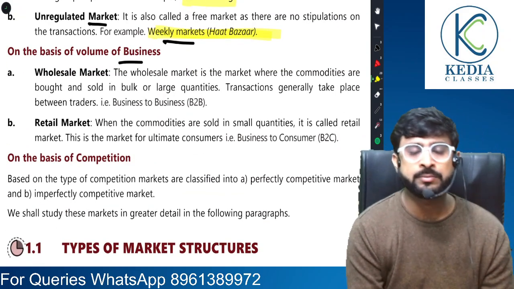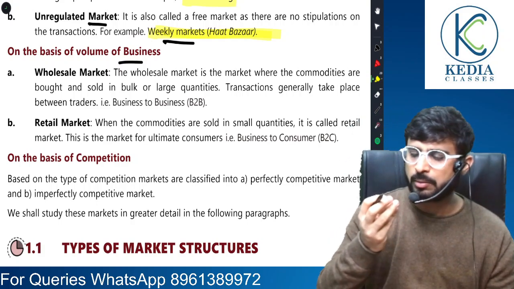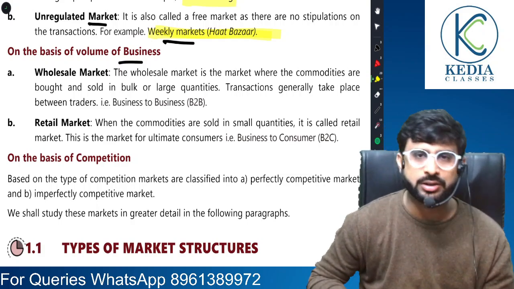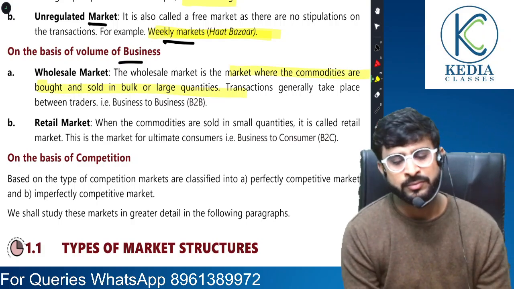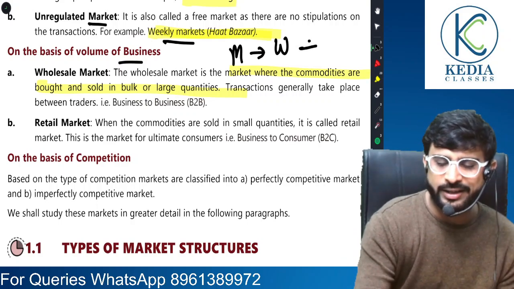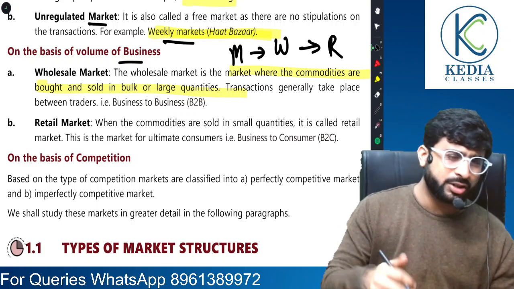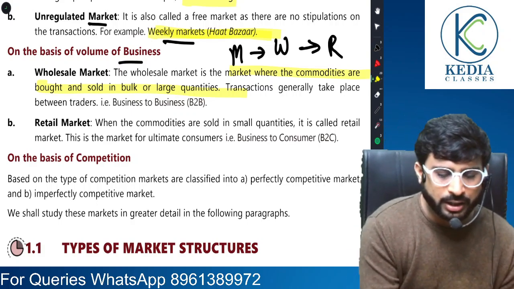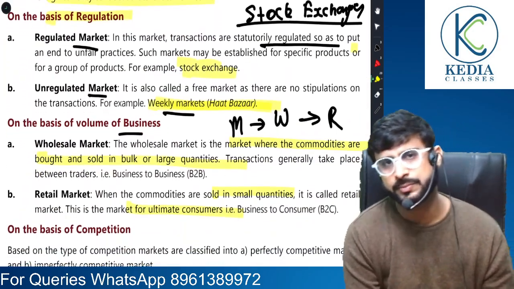Now coming back to the topic, on the basis of volume of business. So friends, if a middleman is buying in large quantity, that middleman is a wholesaler. The wholesale market is the market where commodities are bought and sold in large quantities. They are B2B transactions because generally the wholesaler buys from a manufacturer who is a business and sells it to a retailer who is again a business. Retail market is the one which interacts with ultimate consumers. And since the ultimate consumer buys in small quantity, retail market deals in small quantities. Sir, understood. A really easy point, sir.